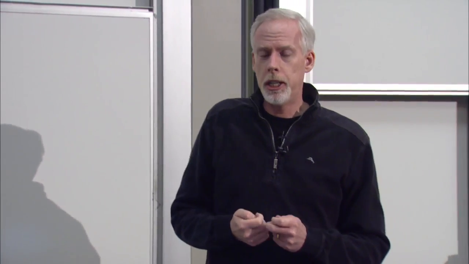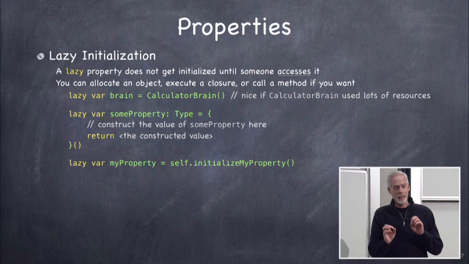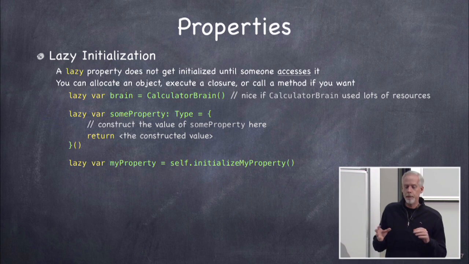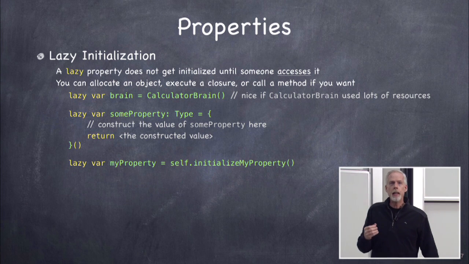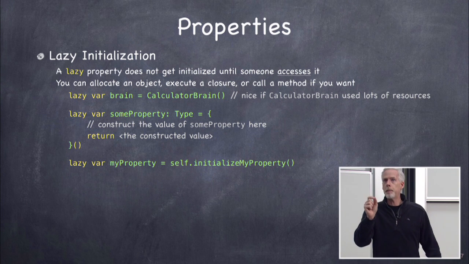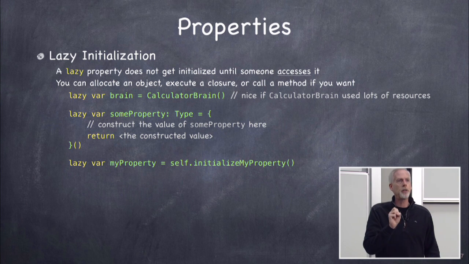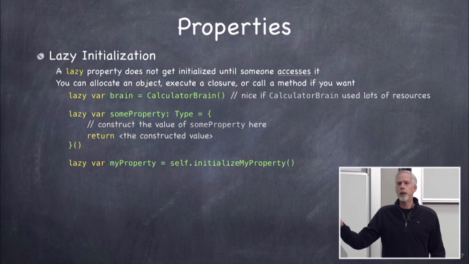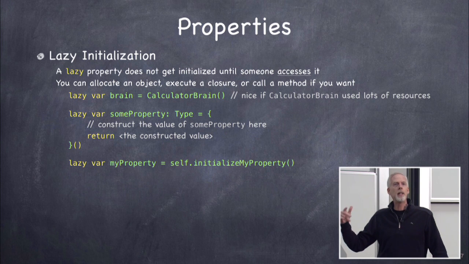Okay, lazy properties. Lazy initialization is a really powerful tool. It's going to get you out of a lot of binds in this class. What does it mean? A lazy var, a var that you say lazy in front of, whatever it's set equal to, that equals doesn't actually happen until someone accesses that var. Until someone asks for the value of that var, it doesn't actually do the initialization. So it's lazy. It's waiting.